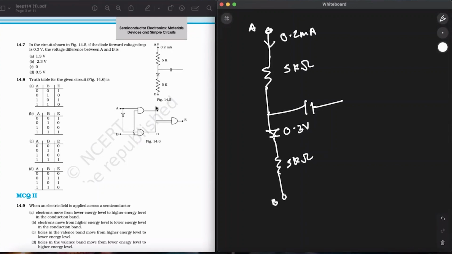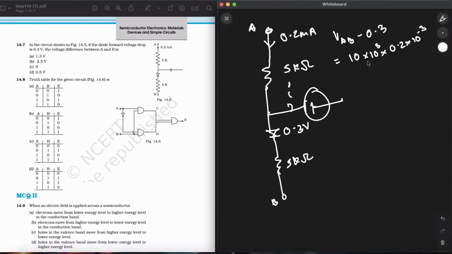Alright. So now let us consider that the current that has been flowing is uniform. Now I'll just write it over here. VAB minus 0.3. Okay, this 0.3 has been lost in this potential drop. So this will be equal to R1 plus R2, which is 10 kilo, 10 into 10 raised to the power of 3, into the current that has been flowing, 0.2 into 10 raised to the power of minus 3. Since the circuit is not closed over here, why will the current go in this direction? That is absurd to think like that. And also, this is a capacitor over here, alright?